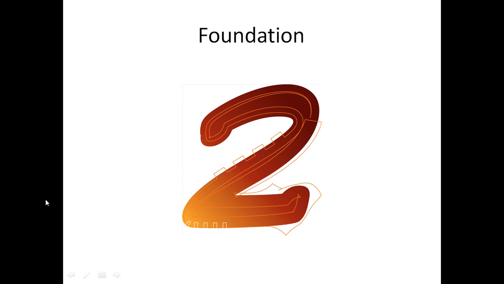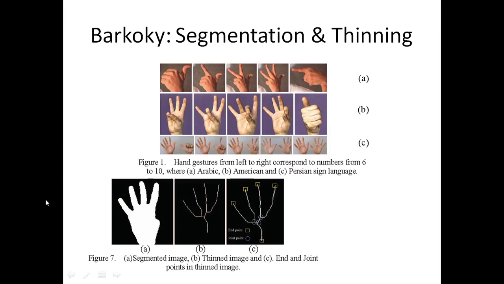Part 2, Foundation. The foundation of this work comes from a paper by Barkoky and Charkari, and they show that you can use segmentation and thinning to identify the numbers of the Persian number system in Persian sign language. You can see that row A at the top is Arabic sign language, row B is American sign language, row C is Persian sign language. The lower set of black and white pictures show what happens as far as segmenting the image into a hand shape and then thinning it into a skeleton to find the endpoints and count them up, and that helps identify the numbers.